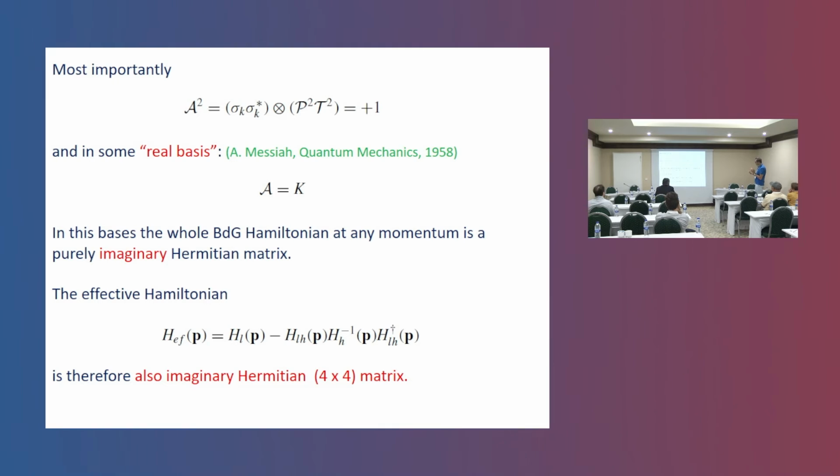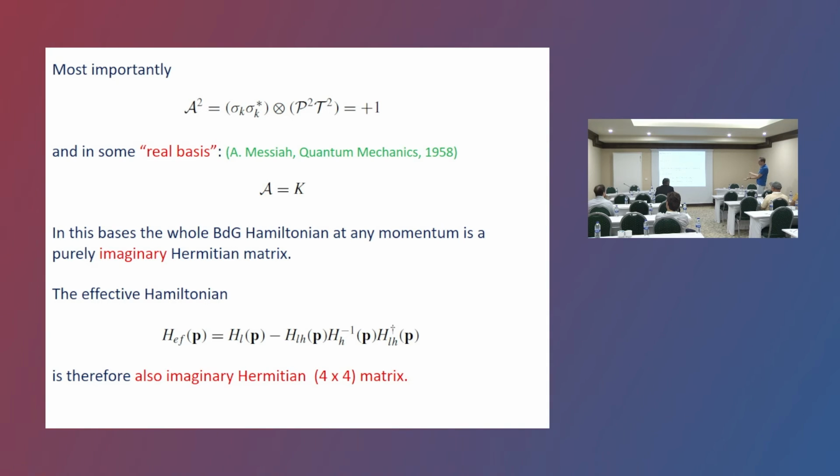Now, the crucial thing is that the square of this is +1. When you have an anti-linear operator that squares into +1, you are guaranteed to have what Messiah called, in his classic book, a real basis, in which this operator has a trivial unitary part. It is only complex conjugation. This is the best basis to work in when you have an operator like this. In that basis, we have a Hamiltonian that anti-commutes with complex conjugation. So it's just an imaginary matrix, completely imaginary. Could be big, but it's completely imaginary.